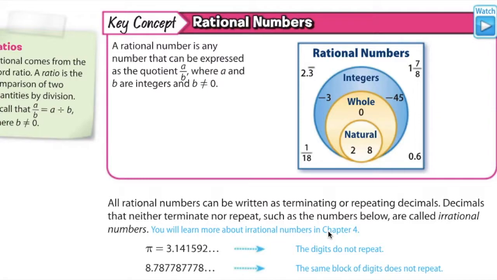A common irrational number that we all know is pi. The digits do not repeat. And although the second example here has a pattern, 787787778, it's not the same block of digits that repeats.